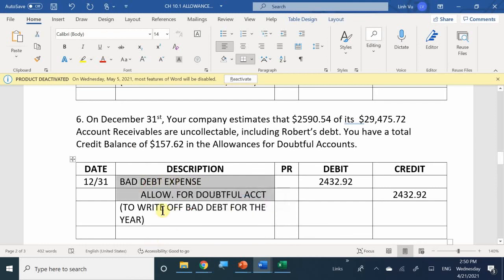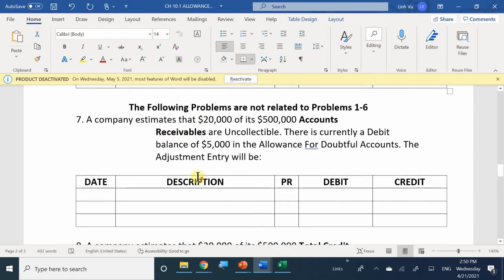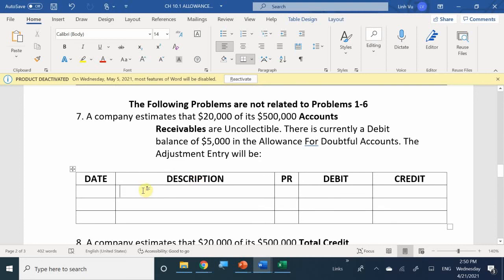All right. Let's go ahead and finish up the last couple questions. The following problems are not related to problems 1 through 6. Number 7 says a company estimates that 20,000 of its 500,000 accounts receivable are uncollectible. There is currently a debit balance of $5,000 in the allowance for doubtful accounts. The adjusting entry would be: you will debit 25,000 to bad debt expense and credit your allowance for doubtful accounts 25,000.